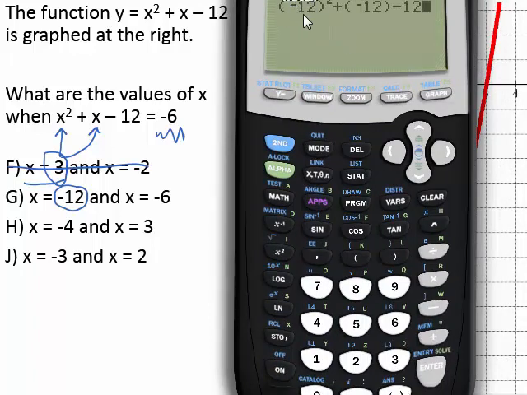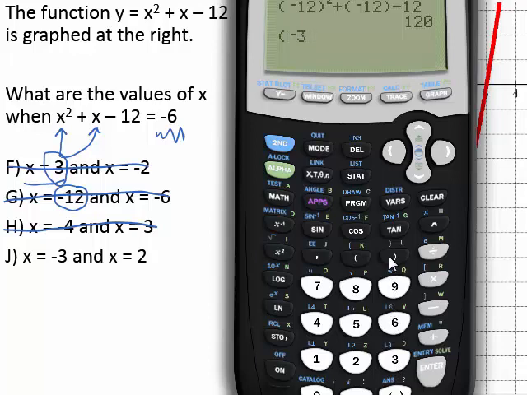Quick note for the negative button is that button that's below the 3. Anytime a number is by itself or coming first, you're going to use the negative button. Anytime you're separating two numbers, you're going to use the subtraction button, which is below the multiplication. So we have negative 12 squared plus negative 12, subtract 12. Press enter. It equals 120. That clearly is not negative 6, so G is not correct either. You know what, when we check H, it's not going to work either. J will work. Let me show you.